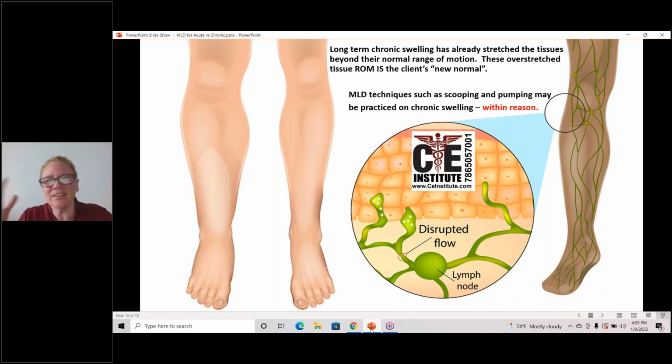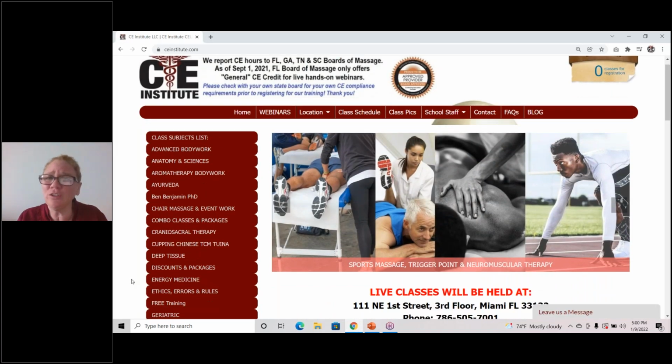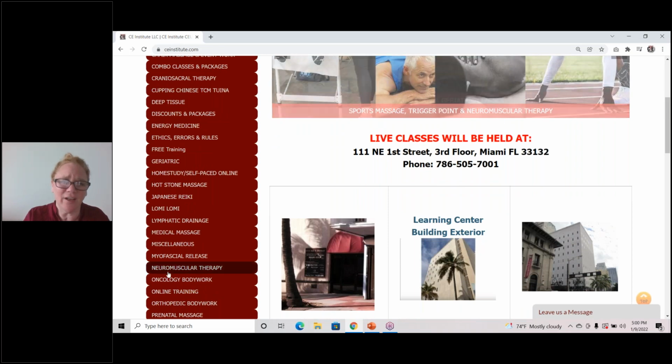So we want to get this out there so that everybody understands that if you are going to practice manual lymphatic drainage, it should not be the same techniques, the old school lymphatic drainage, for both chronic and acute swelling, especially as we practice more and more manual lymphatic drainage for post-surgical medical situations where the clients only had a couple days of swelling.